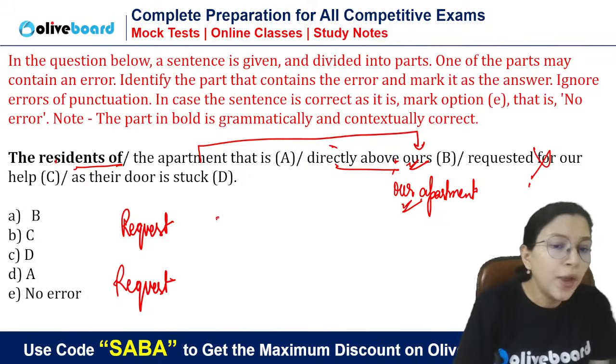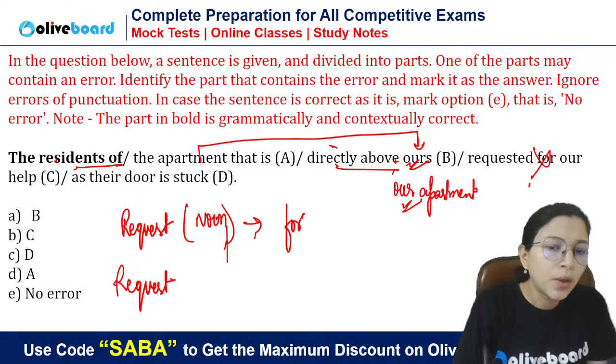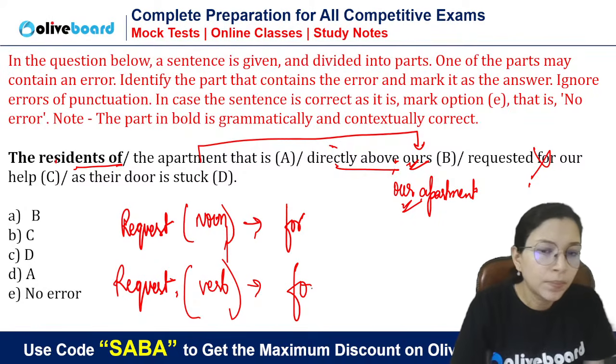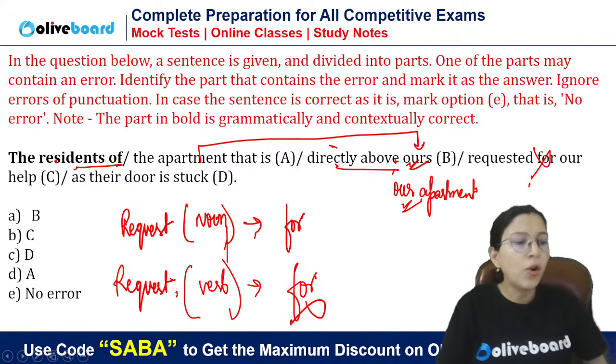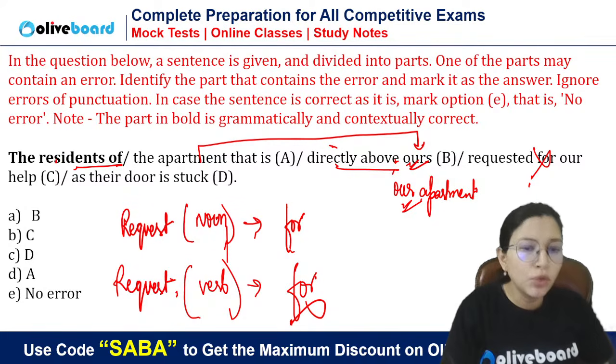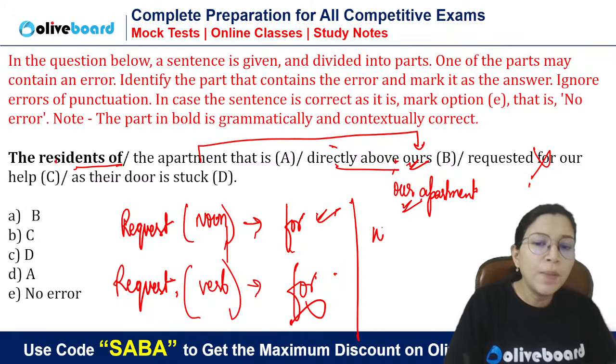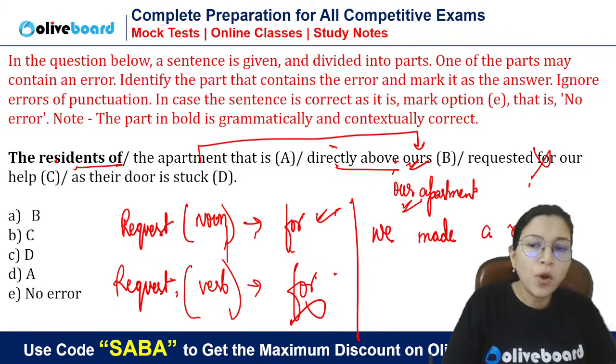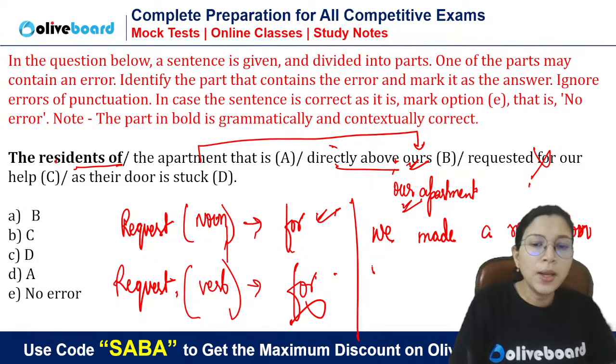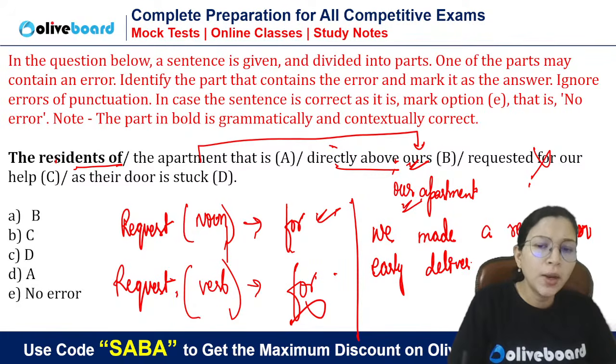Listen to me carefully. When request is a noun, you can use "for". When request is a verb, "for" is wrong. Request when it is a noun, you can use "for". Request when it is a verb, you cannot use "for". Example, we made a request for early delivery of any product. We made a request for early delivery.